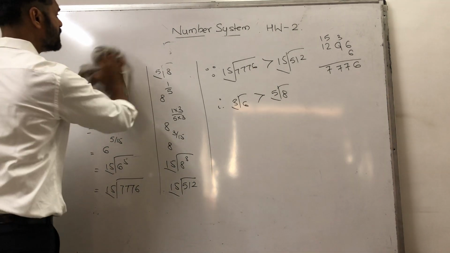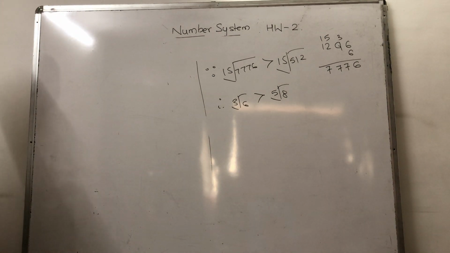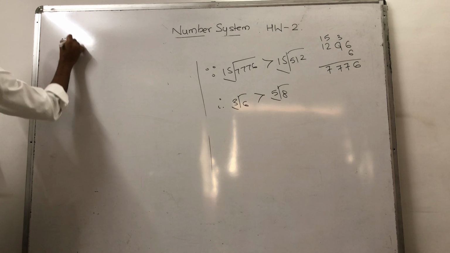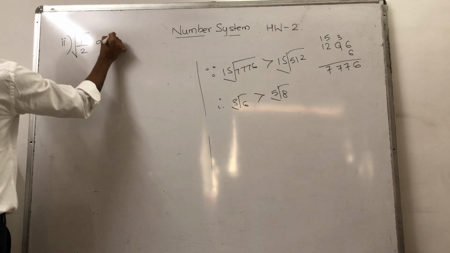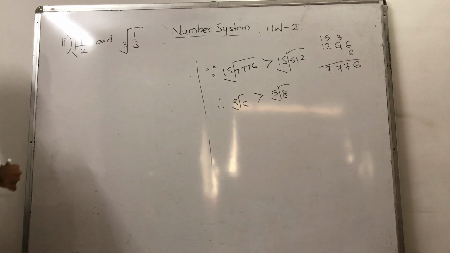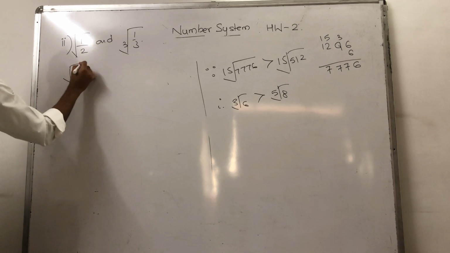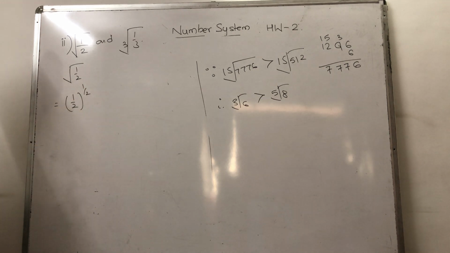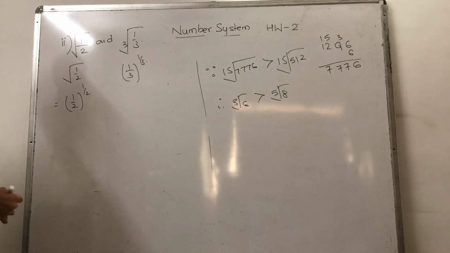Now the last question of the sheet. In the last question, we have to again identify which number is greater. The first number is square root of 1 by 2 and the second number is cube root of 1 by 3. So first let's make the order same. Square root of 1 by 2 is nothing but 1 by 2 raised to 1 by 2. And cube root of 1 by 3 is nothing but 1 by 3 raised to 1 by 3.